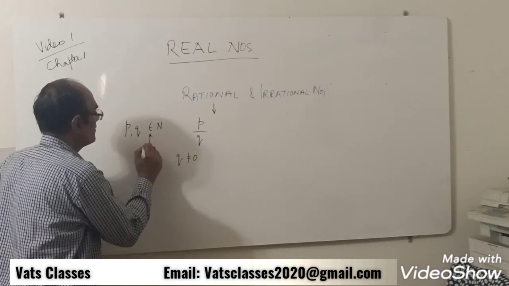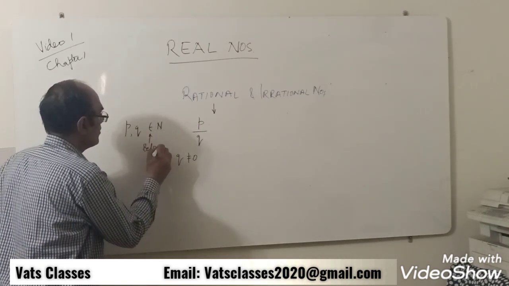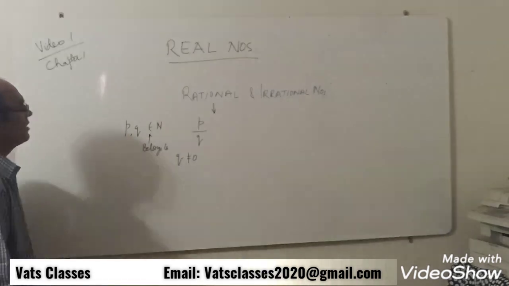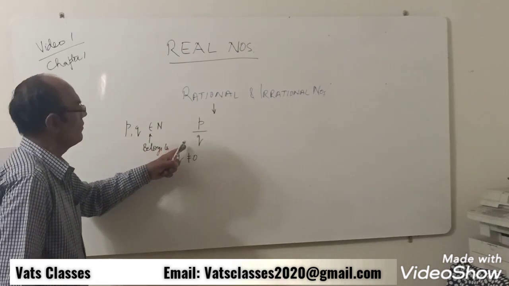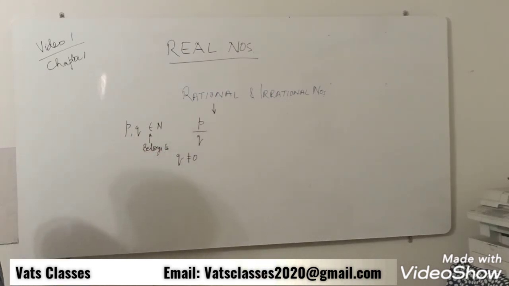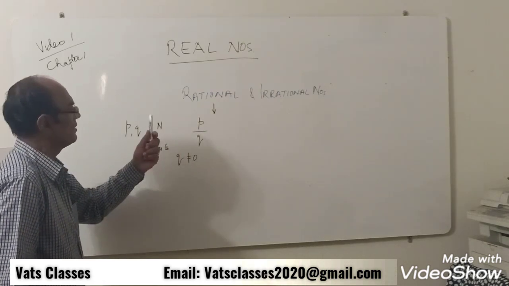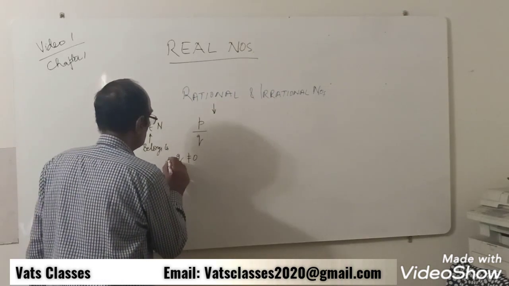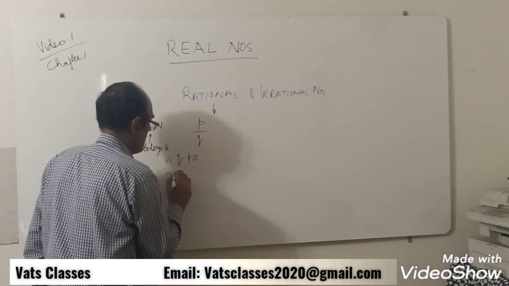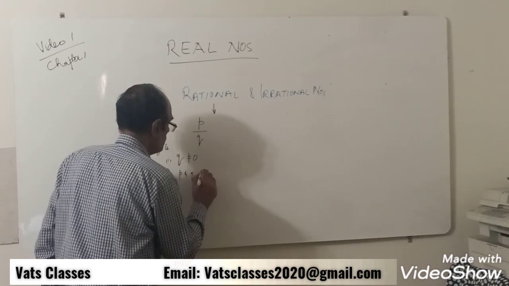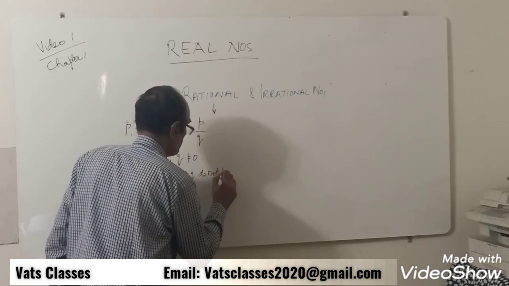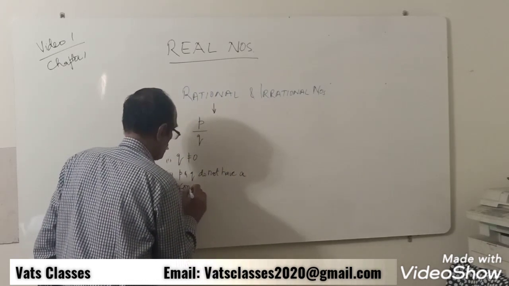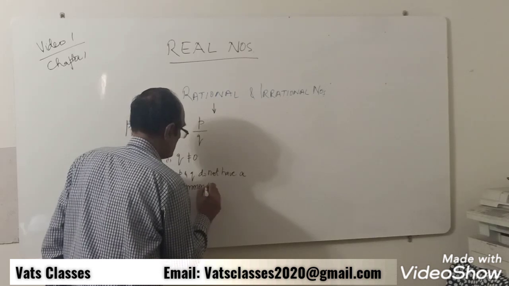This is the sign 'belongs to' in the set language. So p and q belong to natural numbers, q is not equal to 0, and p and q do not have a common factor.